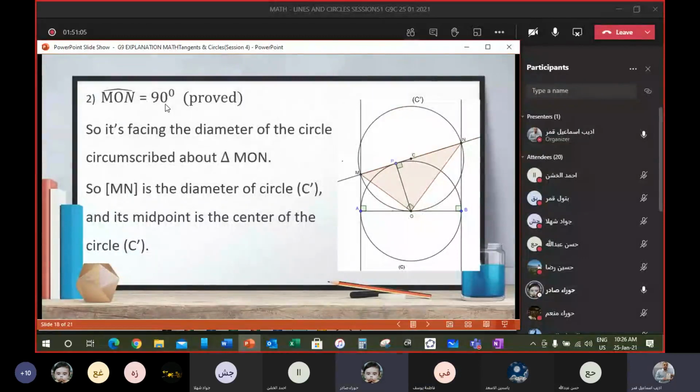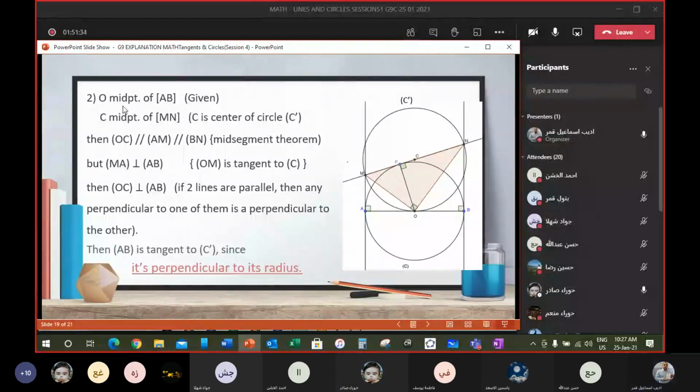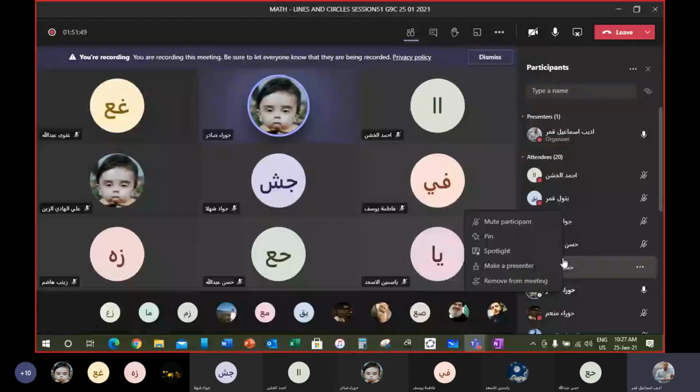So we proved MON equals 90 degrees. So it is facing the diameter, which is MN, meaning MN is the diameter of this circle. Okay, so MN is the diameter of the circle C prime and its midpoint is the center of the circle C prime, because it is the diameter and it is the hypotenuse, so its midpoint is the center. Now, next we prove: O is the midpoint of AB, and C is the midpoint of MN because it is the center of the circle of diameter MN. Mute your microphone, Hawraa.